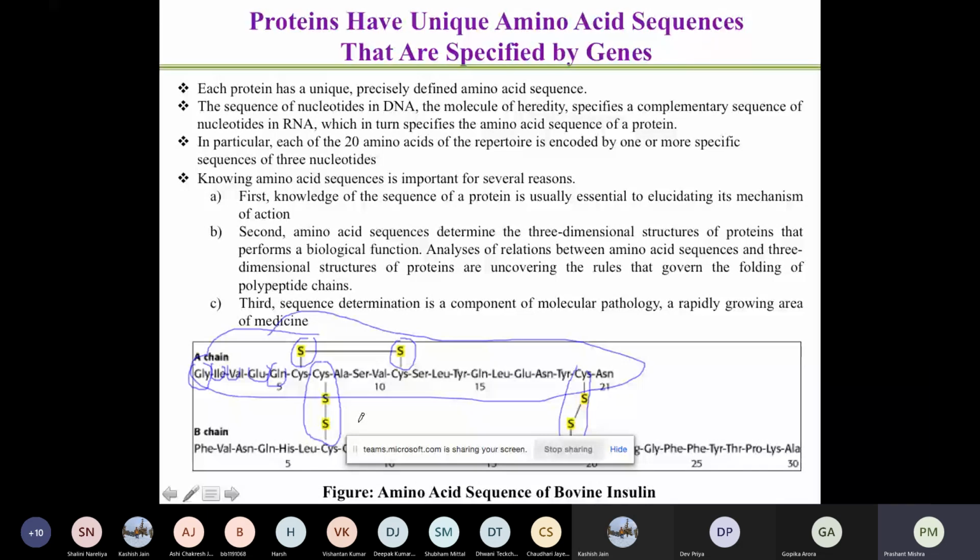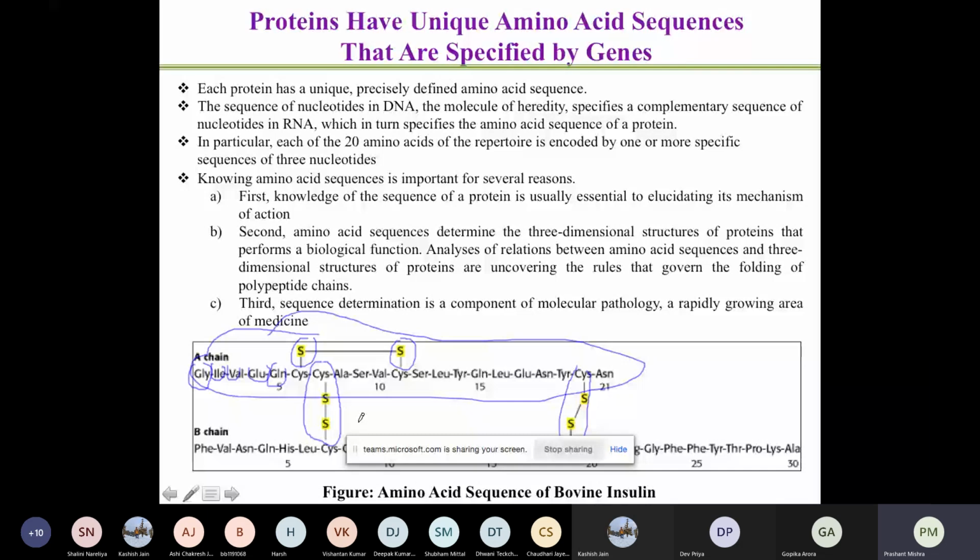and this RNA defines the specific sequence of amino acids in a protein. In particular, each of the 20 amino acids of the repertoire is encoded by one or more specific sequences of three nucleotides. This is slightly tricky. When we talk about nucleotides, you will understand that DNA is made up of nucleotides in a chain, so DNA is nothing but a polynucleotide. Now in this chain, a sequence of three nucleotides defines which amino acid they will interact with or bind.